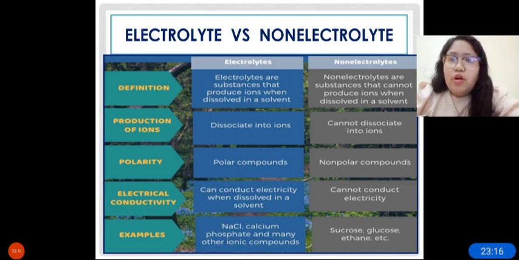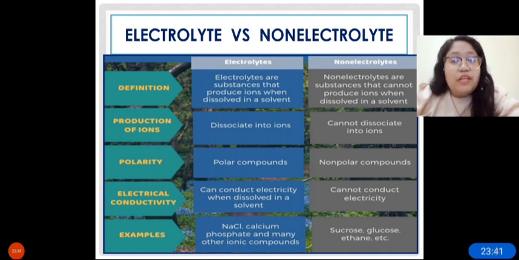Now, in terms of production of ions, electrolytes could dissociate into ions. Like I said, it could produce cations or anions. But in the case of non-electrolytes, they cannot dissociate into ions. Then we have polarity. Electrolytes have polar compounds, while non-electrolytes have non-polar compounds.